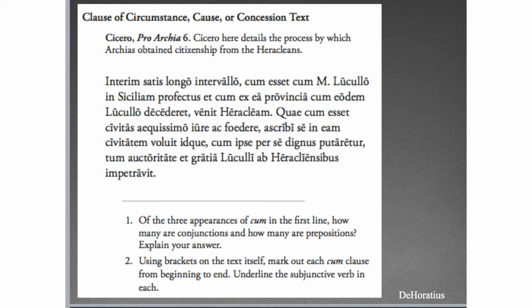So here's an adverbial clause text. Cum appears 3 times in the first line, really the first sentence, I should say. So 1, 2, 3. How many are conjunctions and how many are prepositions?